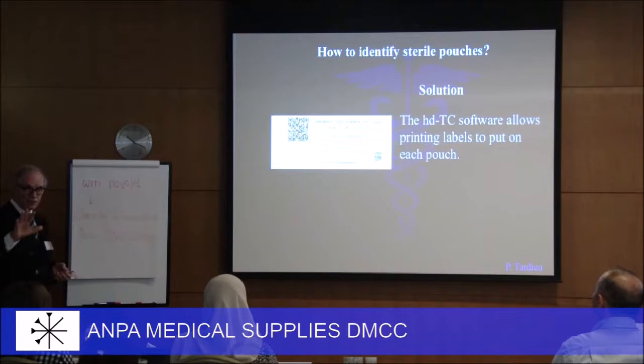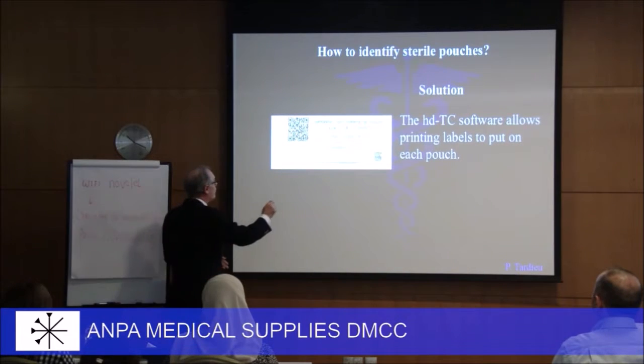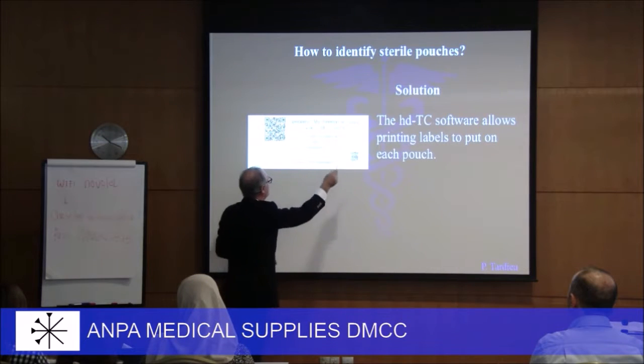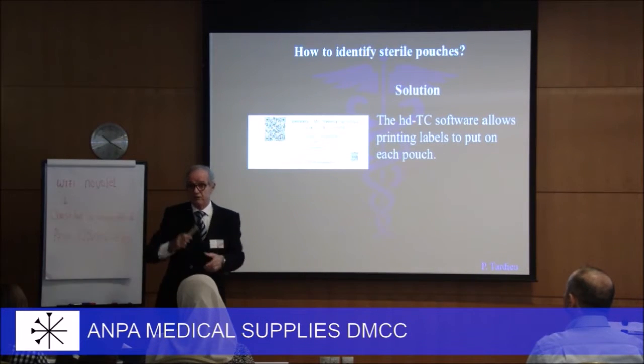Anyway, whatever happens, on all pouches we should have a certain amount of information. Who has been doing the cycle? Who is responsible for that? We need that for one reason, I'll come to that. So we have the operator, the cycle which is being used, and the charge. We have the name of the charge, in this case, implant kit, 60 minutes, 60 days. You have the date, the expiry date, and a QR code where you can scan all the information.